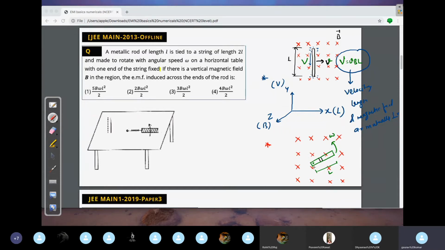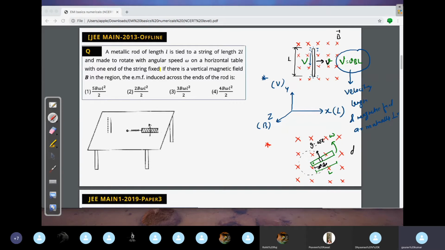You take any x, and a small element dx here. It will form a circle; it will perform a circular motion. So what is the v for it? The v for it will be, v equals omega into x.